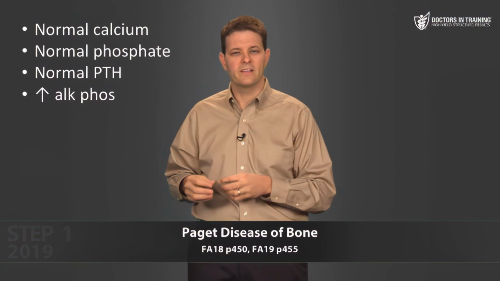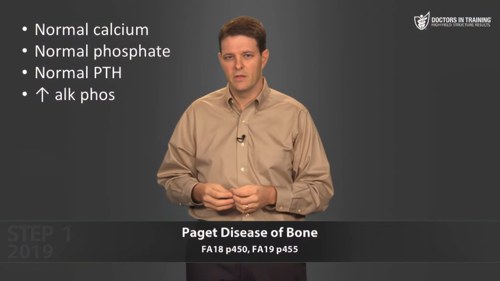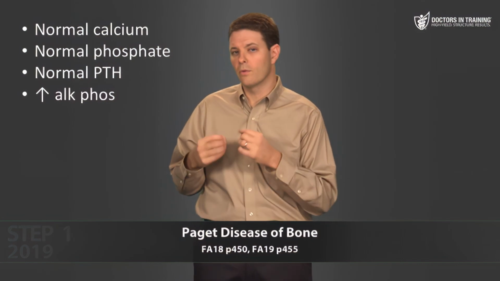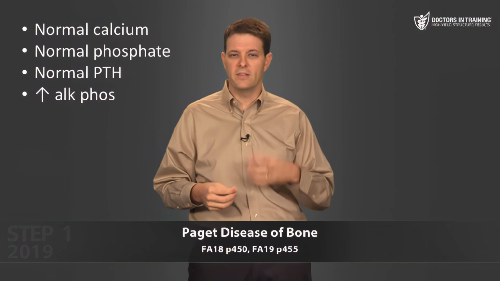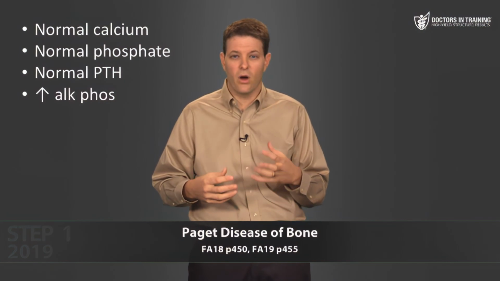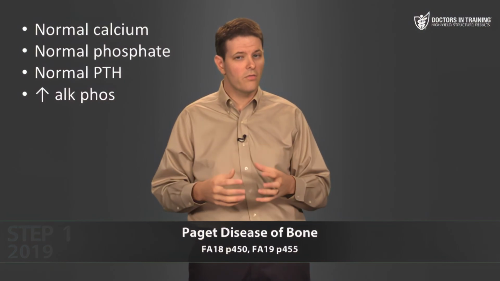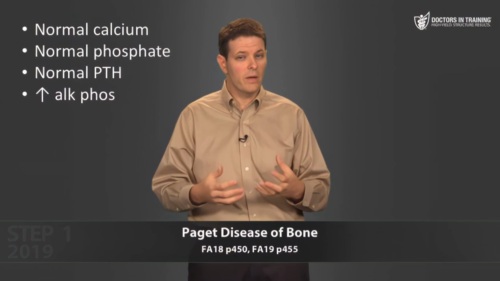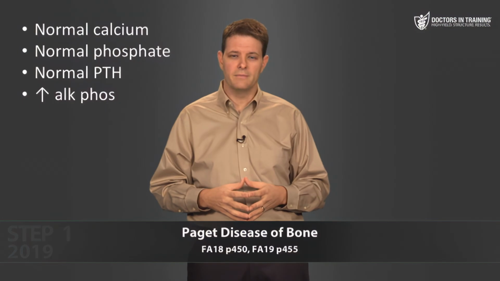Bone-specific ALK Phos reflects osteoblast activity. So an elevated bone-specific ALK Phos is a marker of bone formation. In osteoporosis and osteopetrosis, the osteoblasts aren't working any harder than normal, so the ALK Phos is normal. But in Paget disease, once the osteoblasts do get ramped up, the ALK Phos is going to be high.